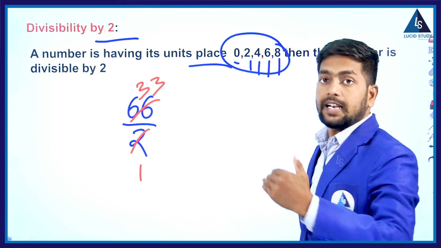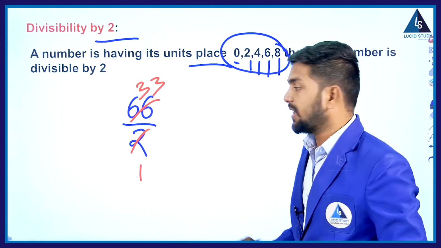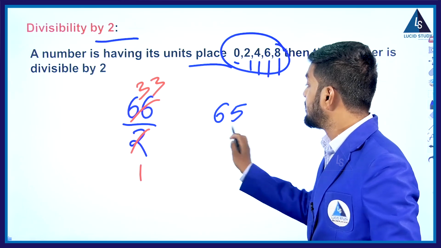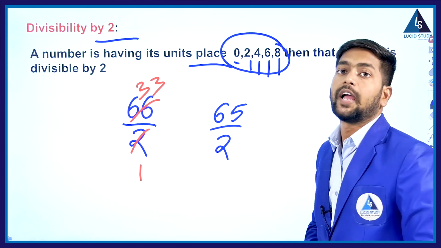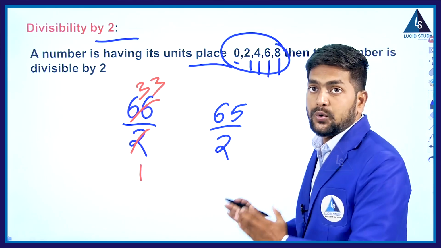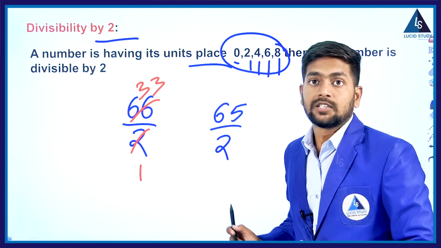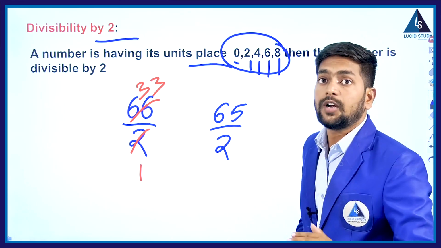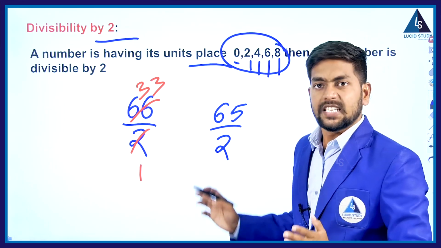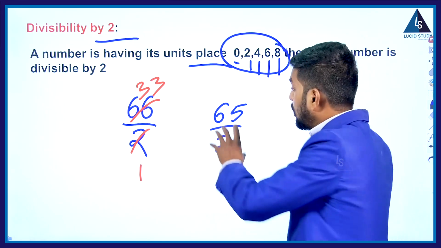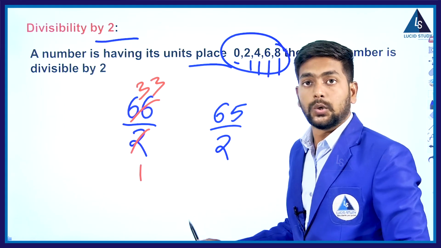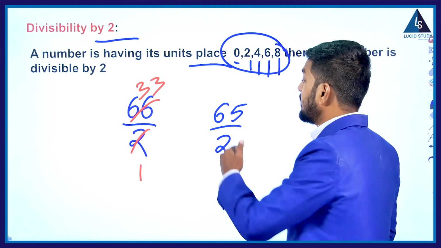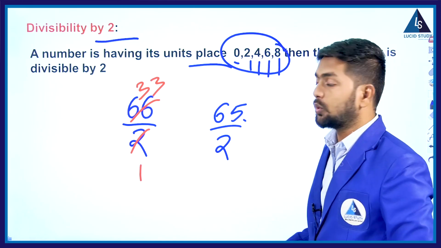Let's see another number. I am taking 65. Is 65 divisible by 2? No. Why? Because in the units place we have 5. So we cannot divide this number by 2. If we want to divide, we will get into decimal points. So this whole number is not divisible by 2.